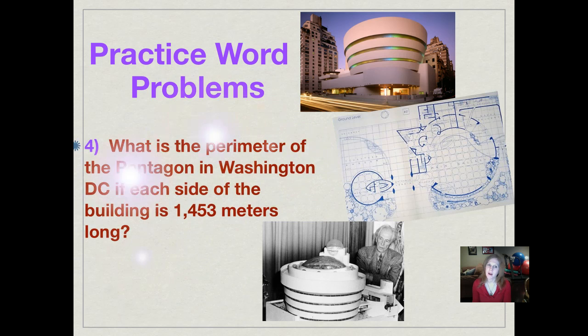What is the perimeter of the Pentagon in Washington, D.C. if each side of the building is 1,453 meters long? You're going to have to think about this. This takes some problem solving. How many sides would the Pentagon have? It's a real building. Pause it and push play when you're ready.